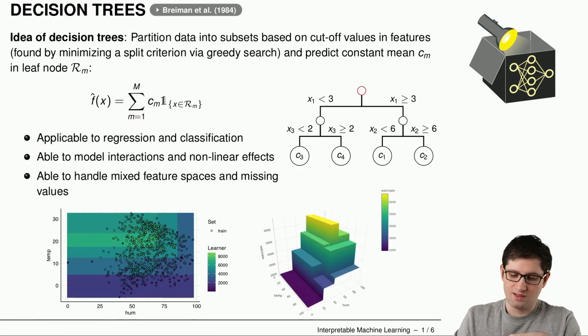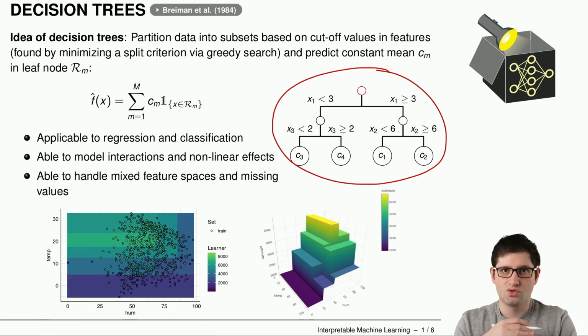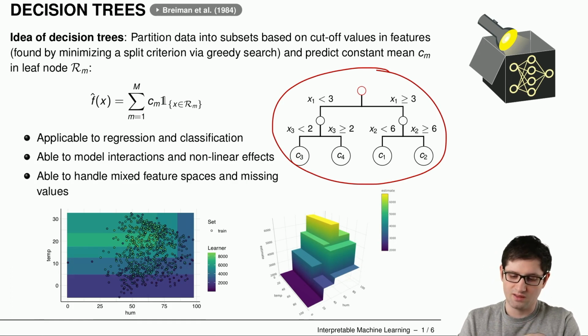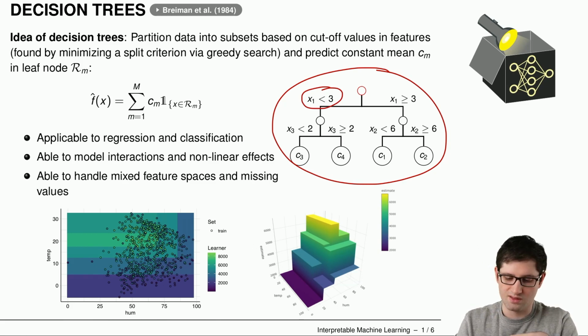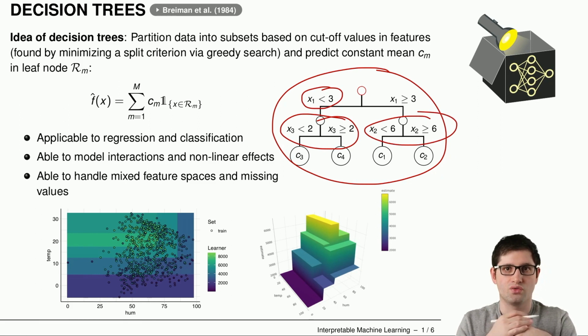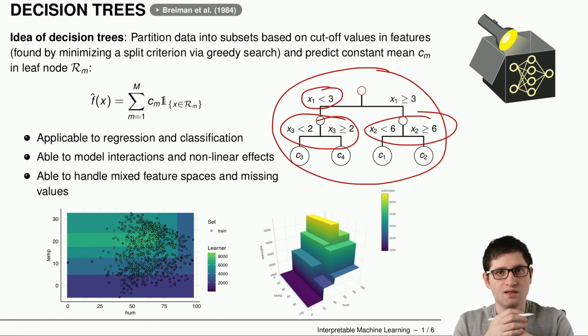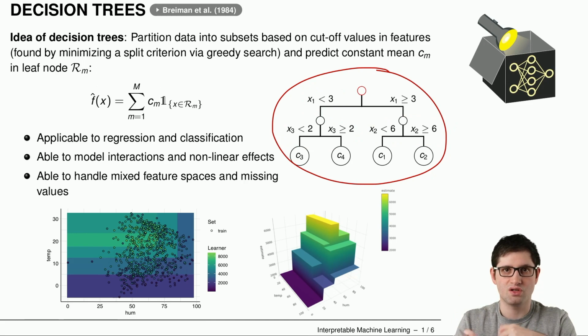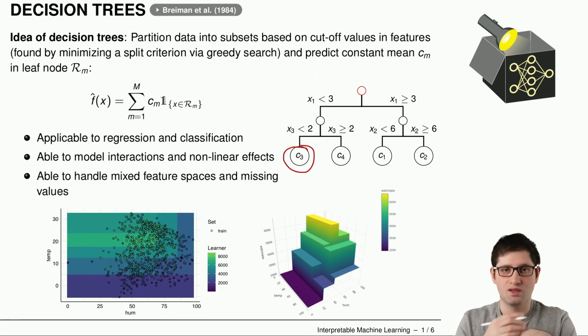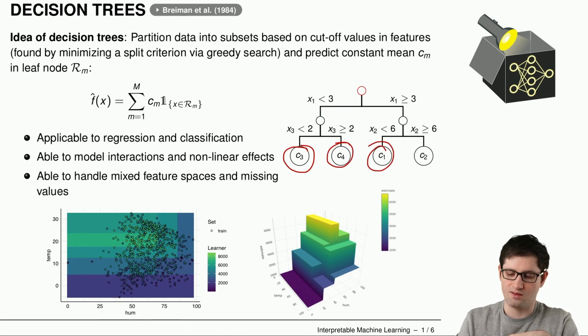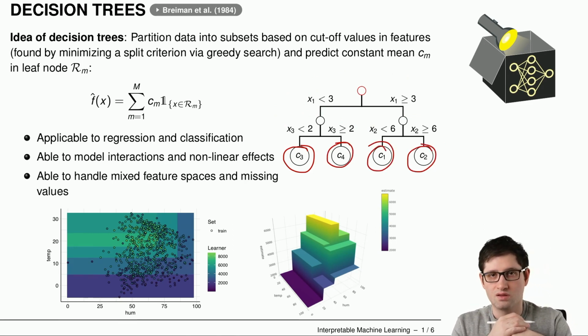So on the right hand side, we see an example of a decision tree that splits in the first place by feature 1, and then splits again on the left hand side according to feature 3 again, and on the right hand side according to feature 2. As we can see, this structure is nicely interpretable, and in the leaf nodes we can find the constant mean that is used as prediction.